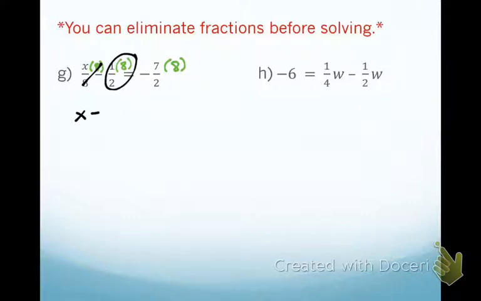Next up, let's look at this. Is there anything that I can cross-reduce? Yes. What happens to the 2 and the 8? It becomes a 4 over a 1. Now let's check. I've got 1 times 4 divided by 1. What do I get? 4.